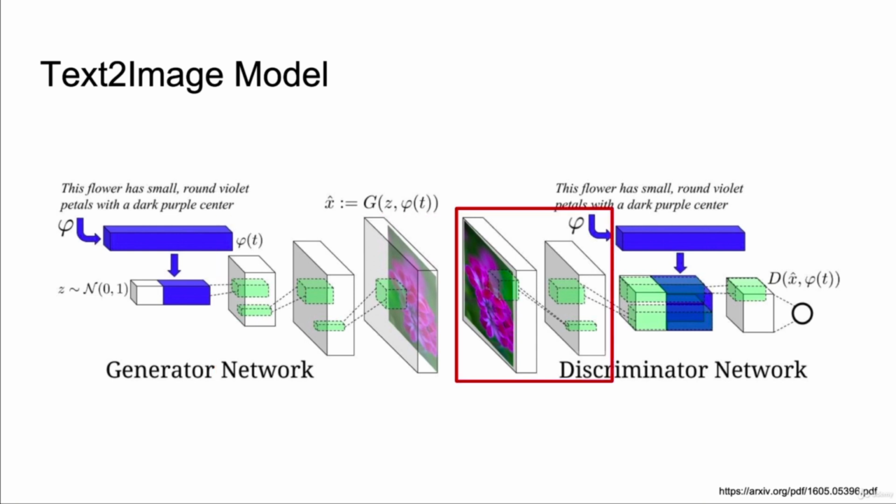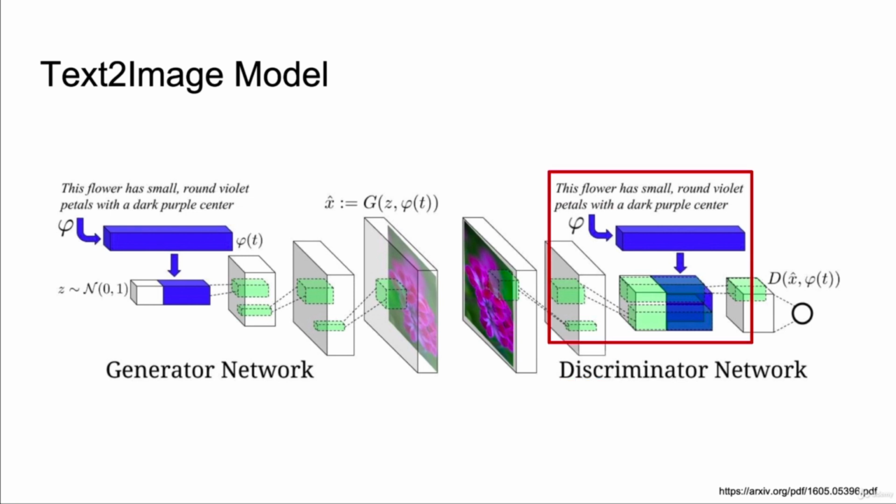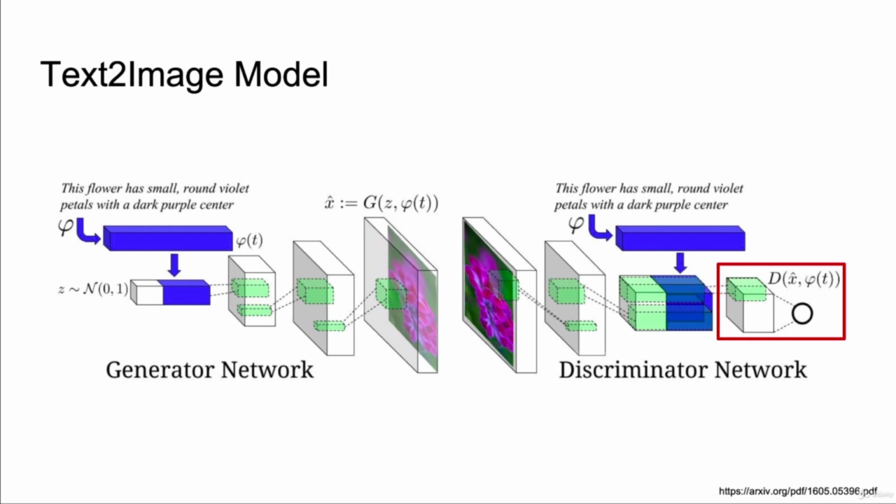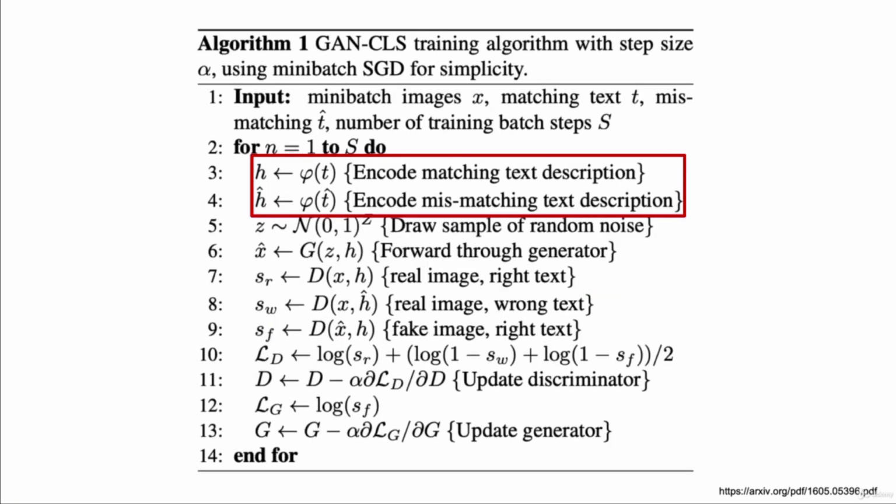Now the discriminator takes the image as input and in the first layers transforms it into some representation. After that, we stack the embedding of the text description onto this image representation. After that, we use a convolutional layer in order to transform this image and text into the label fake or real. And this is the discriminator network.